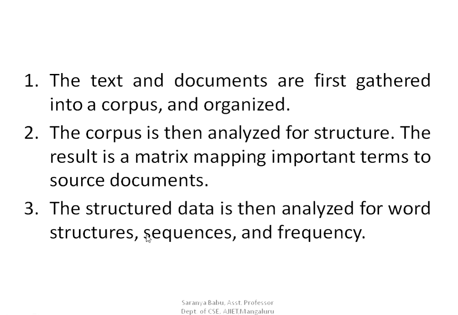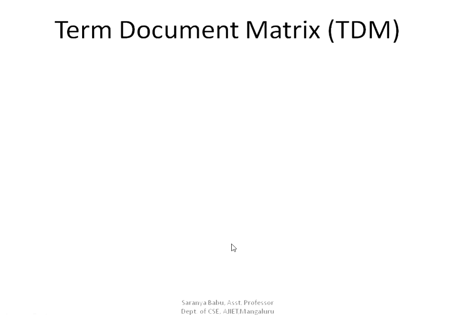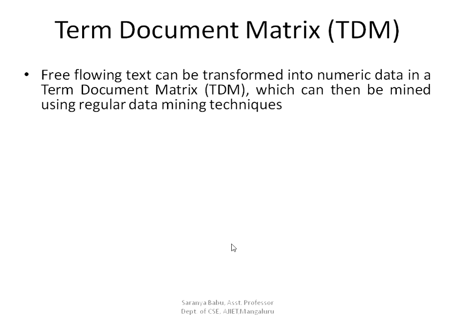Now the structured data is then analyzed for word structures, sequences and frequency. That is what we are doing. So the term document matrix, how it works is, the free flowing text can be transformed into numeric data in the term document matrix, which can then be mined using regular data mining techniques. Before that, what is this term document matrix? The term document matrix is the heart of the structuring process.